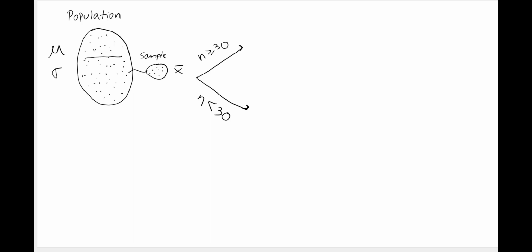The population could have any distribution like this, very ugly, and with mean mu and standard deviation sigma. However, if my sample size is bigger than 30, the distribution of all samples mean follows a normal distribution, and the center of the distribution will be the true parameter, that is the mean of all samples mean, and the standard deviation of all samples mean is the standard deviation of the population divided by square root of n.